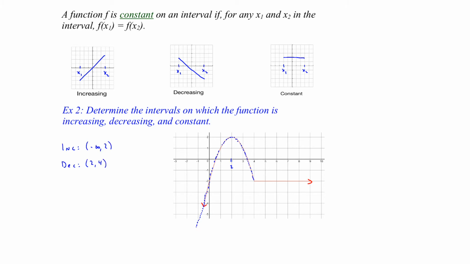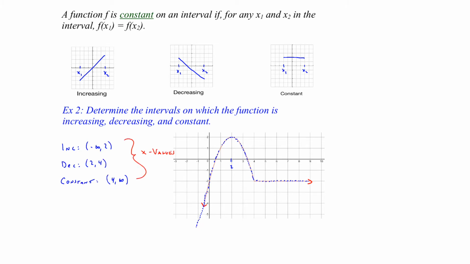So from 2 to 4, it's decreasing. And then from 4, what's happening to those y values? They're staying the same. They're all at -2. So it's constant from 4 all the way to infinity. And so that's how you identify increasing, decreasing, and constant.